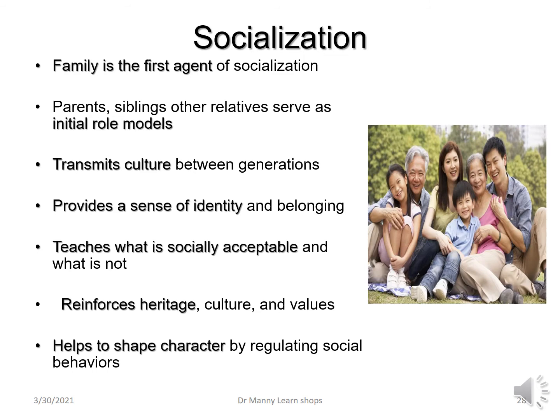When we look at socialization, which we've looked at numerous times, the family is considered the first agent of socialization. Parents, siblings, other relatives serve as initial role models. They transmit culture between generations. They provide a sense of identity and belonging. They teach what's socially acceptable and what is not. It reinforces heritage, culture and values, and helps to shape character by regulating social behaviours.